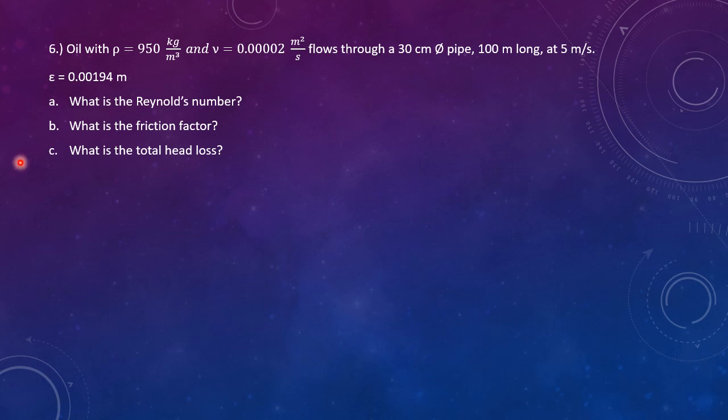When v is given, Reynolds number Re is equal to vD over nu. Substituting, velocity is 5 meters per second, the diameter is 0.3 meter, and nu is equal to 0.00002 square meter per second. Solving for Re, that is equal to 75,000, and that is greater than 4,000. Therefore, the flow is turbulent.